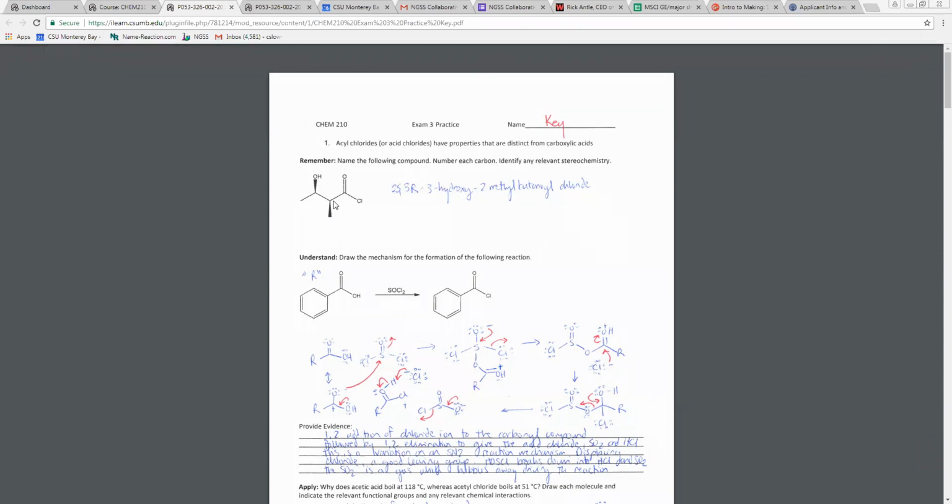Remember, we want to make sure that the lowest priority, in this case the hydrogen, is dashed, which in this case it is for both. And then we're going to go through the process of assigning priority. So in this case, the hydroxyl is going to be our highest priority, then this bond, then this bond. So that goes 1, 2, 3.